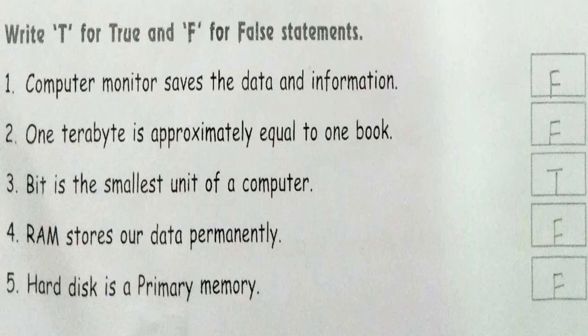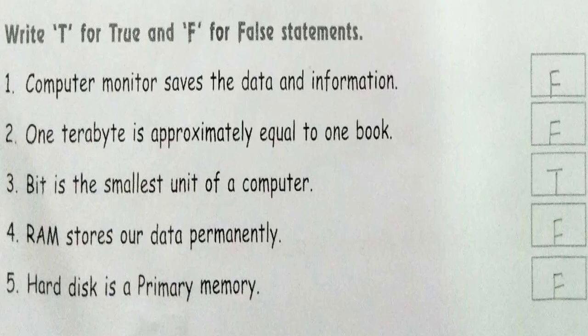The second statement is, 1 terabyte is approximately equal to 1 book. Children, if you go back and see the picture, you will be able to see that 1 book is equal to 1 megabyte. Hence, this statement is also false. We will write F in the second box also. The third statement is, bit is the smallest unit of a computer, and we have studied in this chapter, yes, bit is the smallest unit of the computer. So, we will write T here.